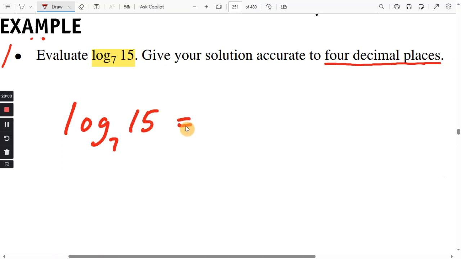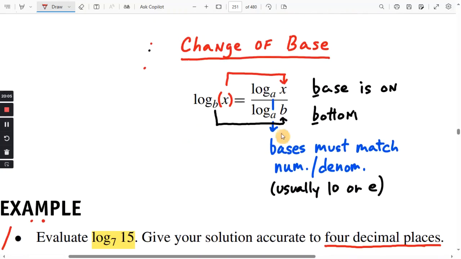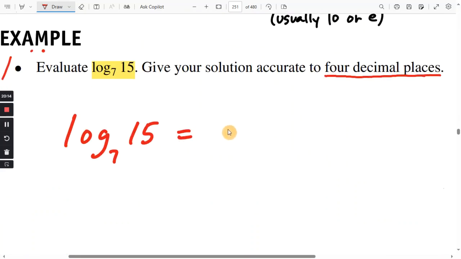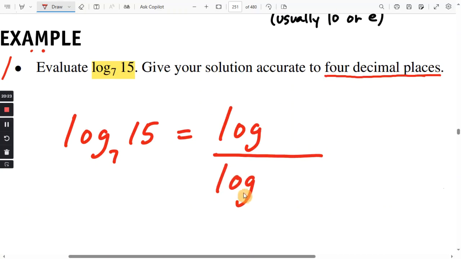Now, we're going to write it in the form of log divided by log. We said as long as the base numbers match in numerator and denominator, it's okay. So I'm going to start it out as log divided by log, and it's going to be base 10. Remember, when it's base 10, you don't even have to write the base 10. It's automatically base 10 when it's not written. But I'll write it just for now.